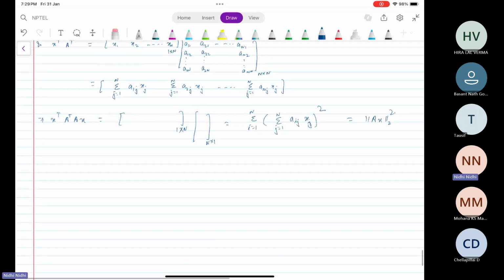Similarly, you can see that x transpose x is basically the L2 norm squared. So this gives us x transpose Ax by x transpose x is nothing but norm Ax 2 squared by norm x 2 squared, for every x in Rn minus 0. Hence the supremum, and hence the operator norm.